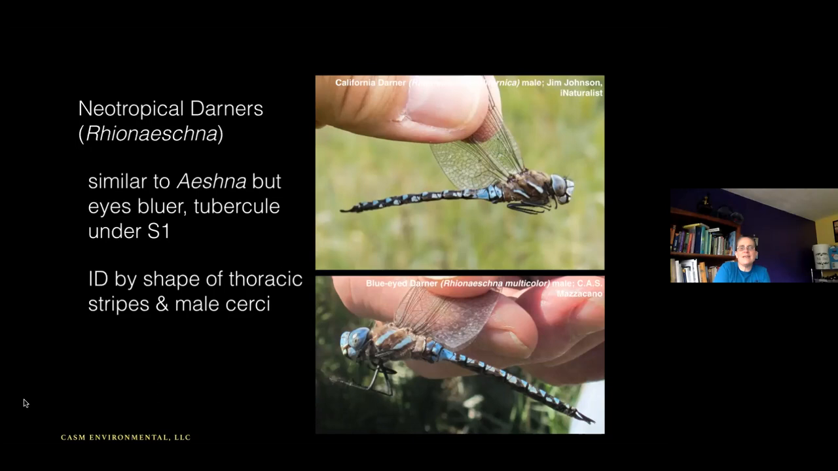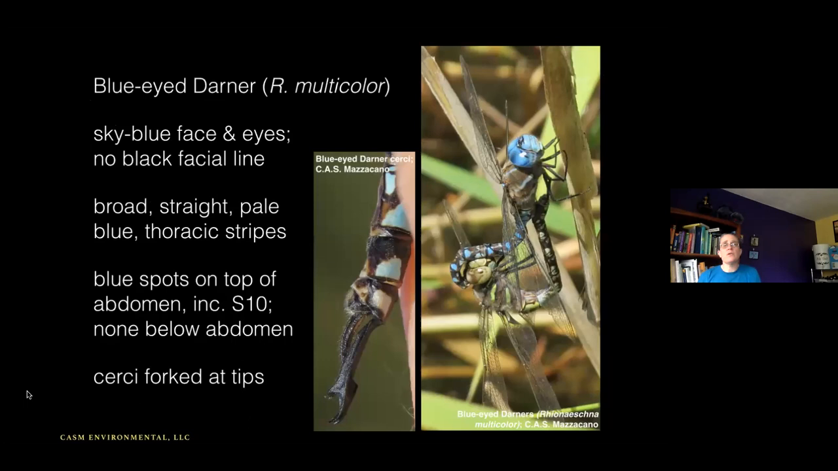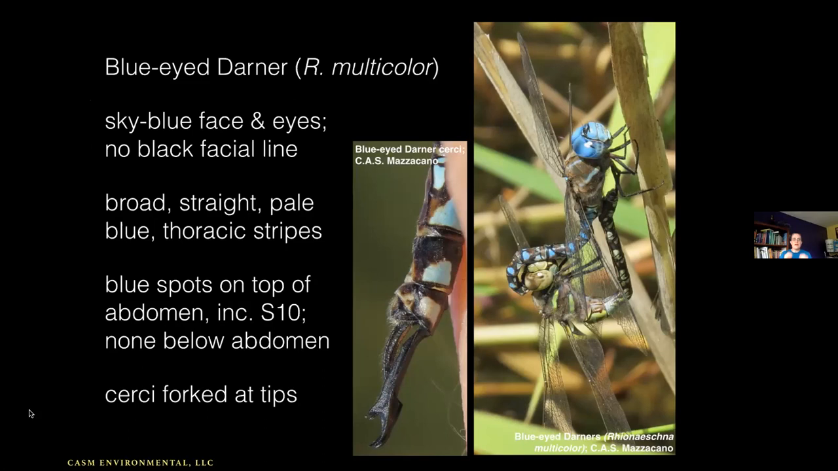And again, you're going to look at the stripes on the side of the thorax and the shape of the cerci at the tip of the male's abdomen to get a good identification on these. So one of the ones that you're going to become really familiar with is the blue-eyed darner, Rhionaeschna multicolor. It is a gorgeous creature. The entire face, the eyes, the whole front of the face is this lovely sky blue. And it's such a pale, bright blue. Even if it never lands, you can see it in flight. As long as it turns towards you a little bit so that you can see the whole face, it just glows this lovely powder blue color.